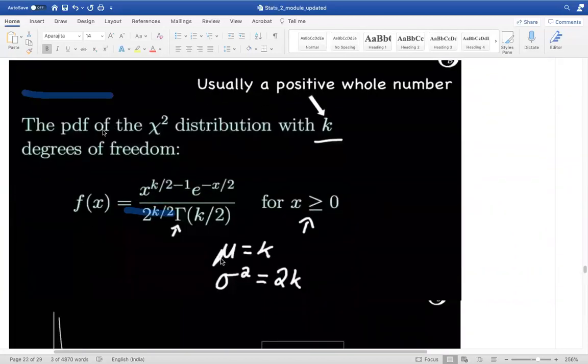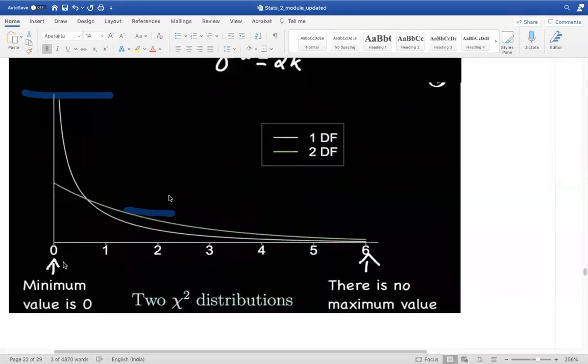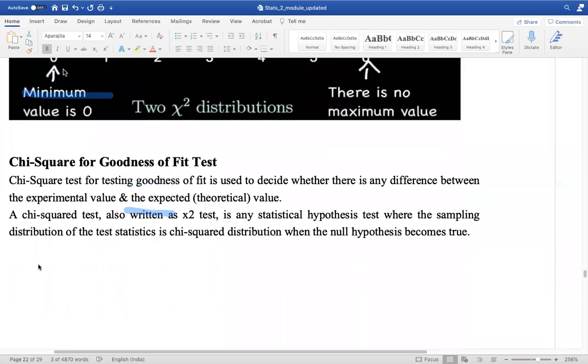And the PDF, the probability distribution function for the chi-square, this is the formula. So basically, this is the chi-square for the goodness of fit test. Chi-square test for testing the goodness of fit. It is used to decide whether there is any difference between the experimental value and the expected theoretical value. What we are calculating is, is there any difference?